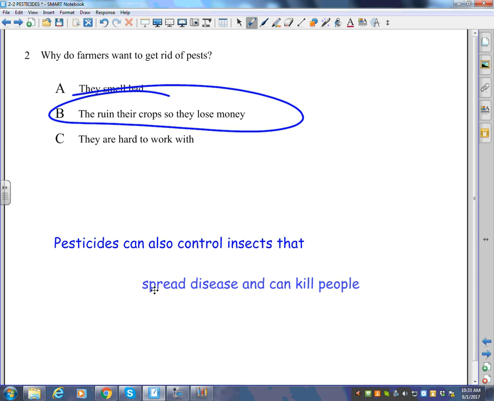Exactly. And farmers are working hard to try to feed us. Pesticides can also control insects that spread disease and can kill people. For example, mosquitoes can spread disease, right? We often spray for mosquitoes. So that's a pesticide, right?